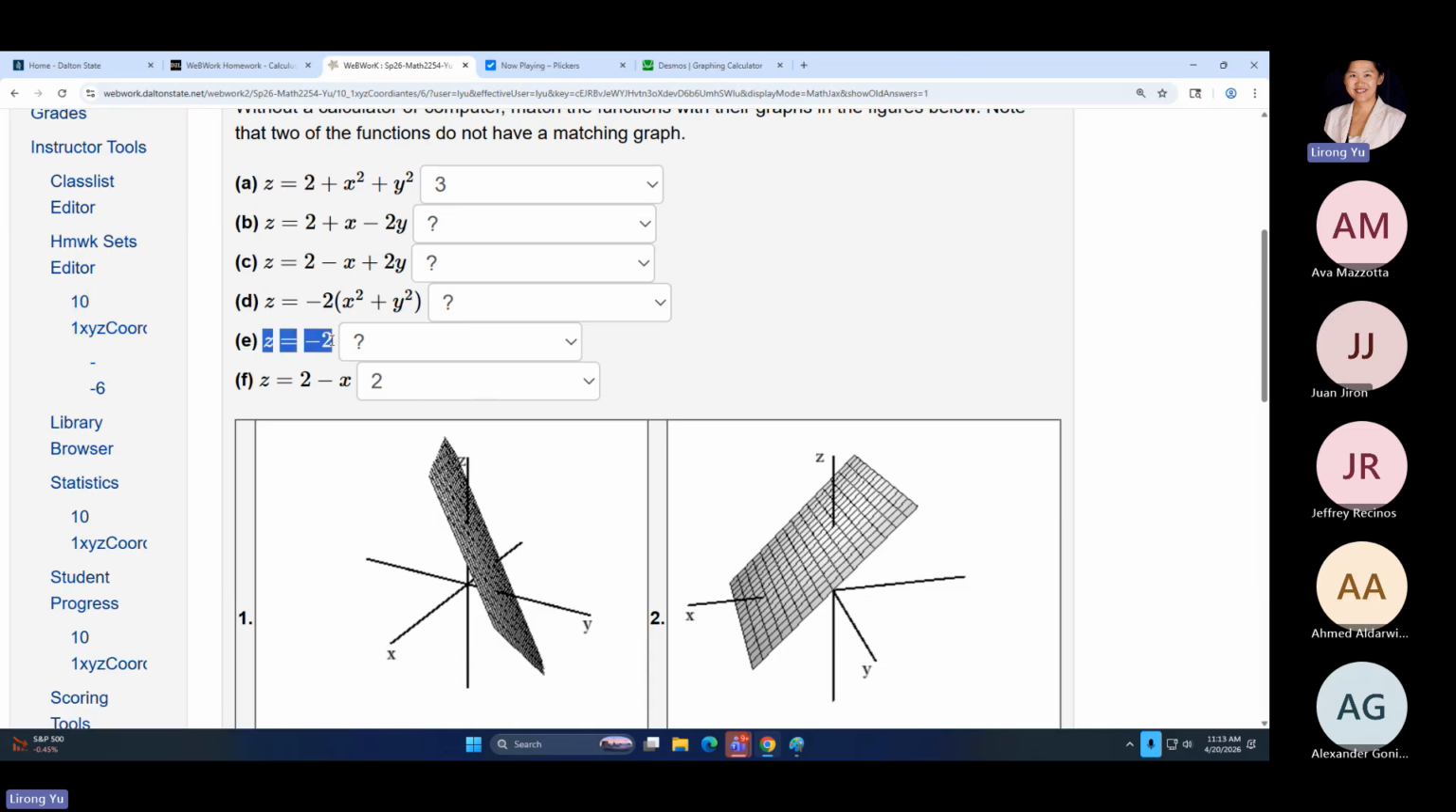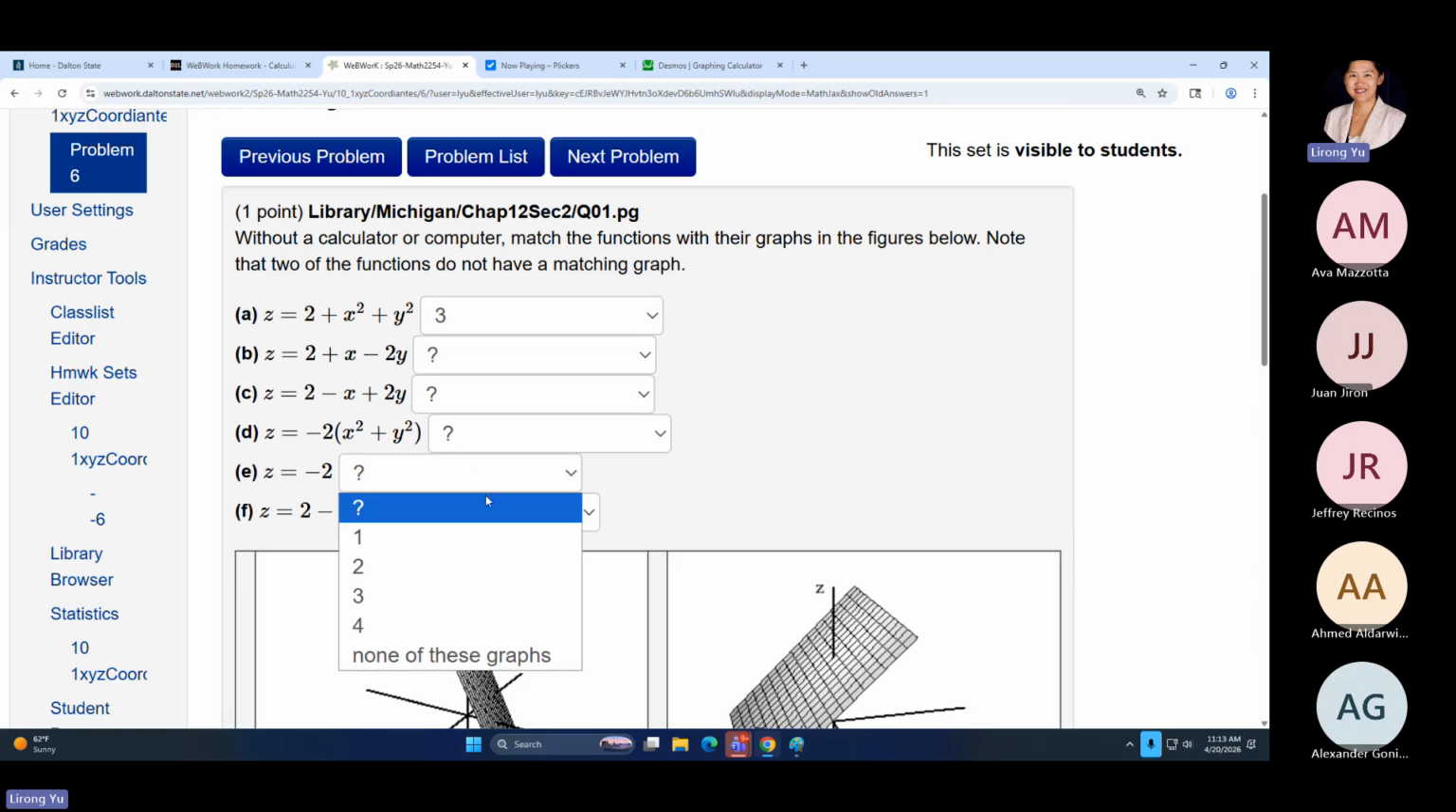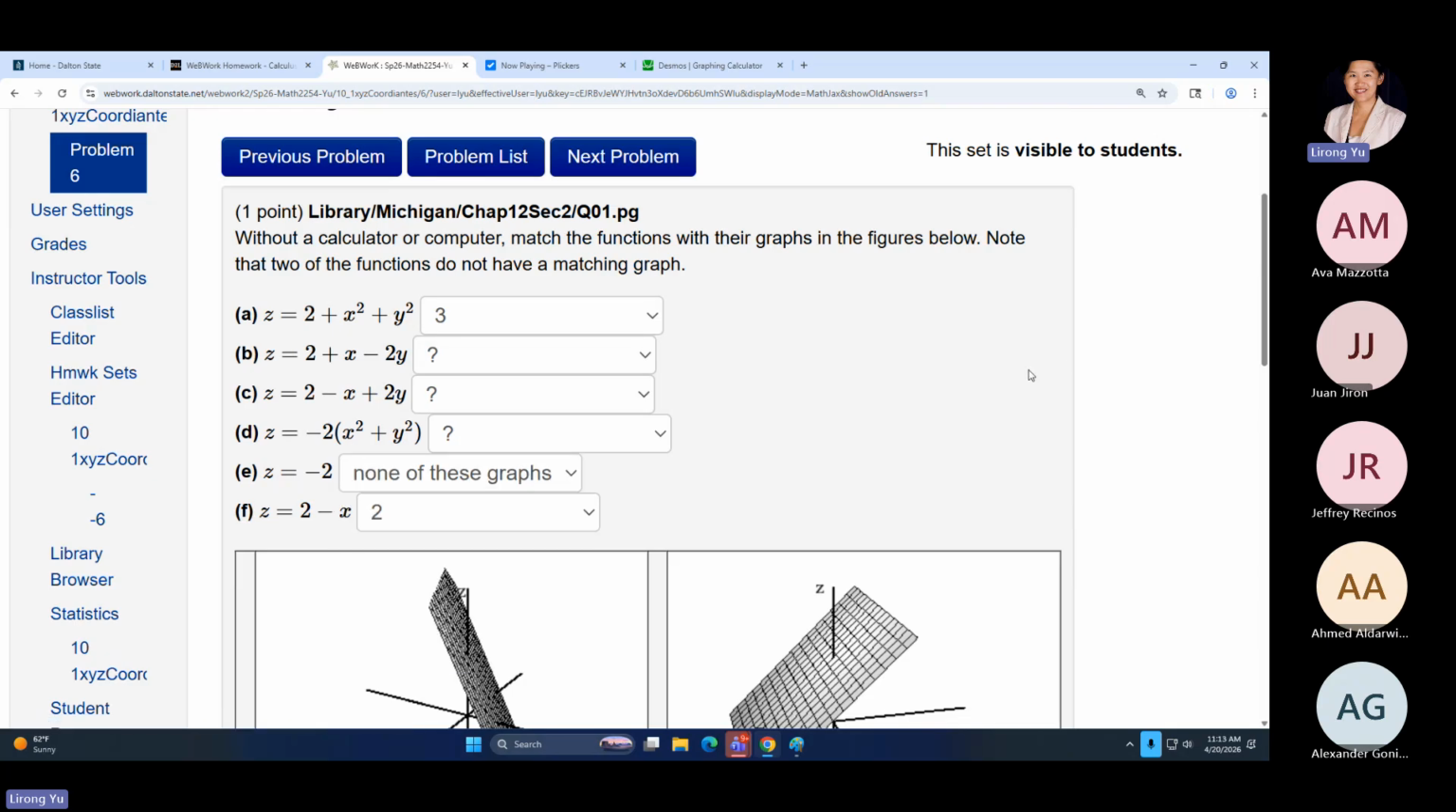Now z equal to -2 is a horizontal plane at z equal to -2. And we don't see any plane that is parallel to the xy plane, so we would say no on the graph.